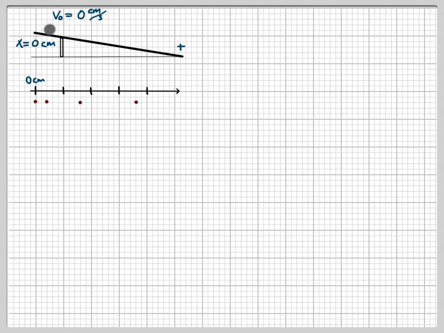So I have a few positions marked, and I'll add velocity vectors as we've done before for constant velocity. The speed in the first time interval is very slow, and the second time interval will be faster and faster and faster. So I've got ever increasing length of arrows to indicate that.